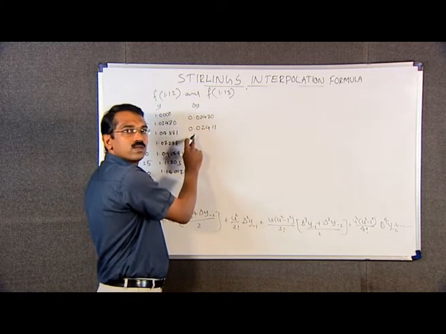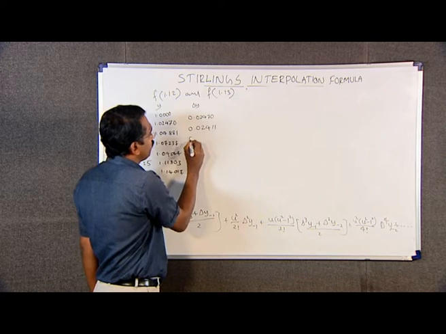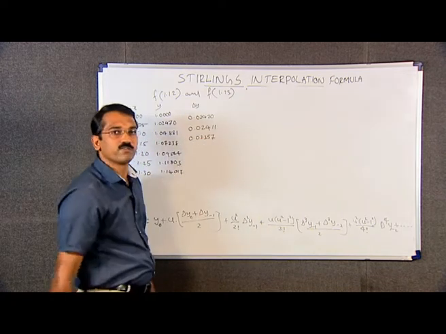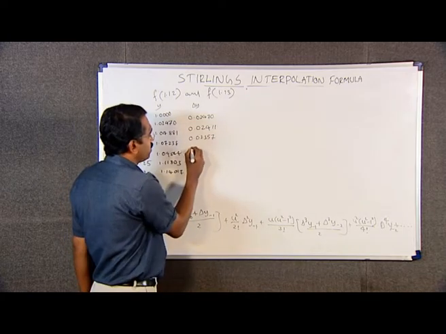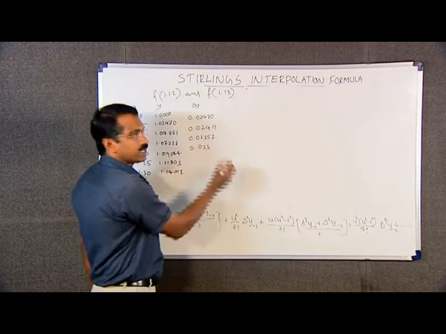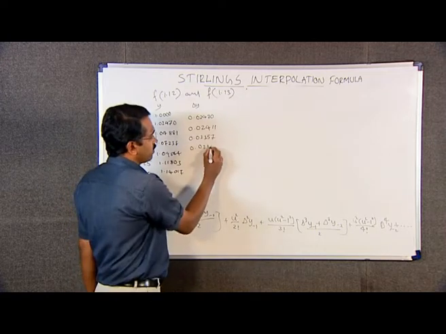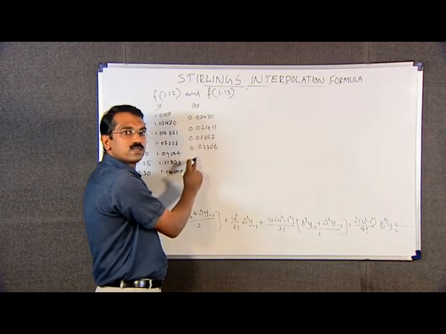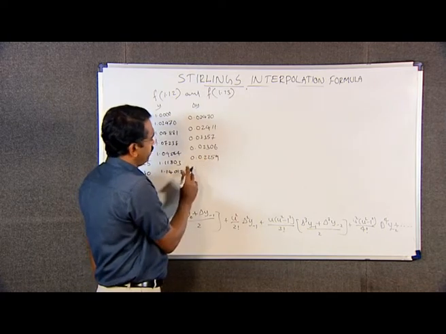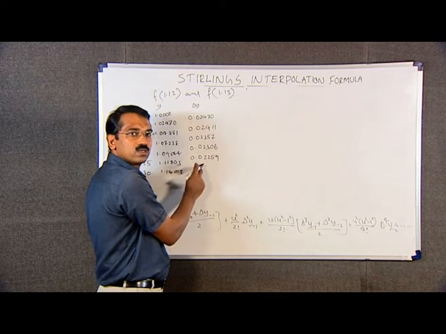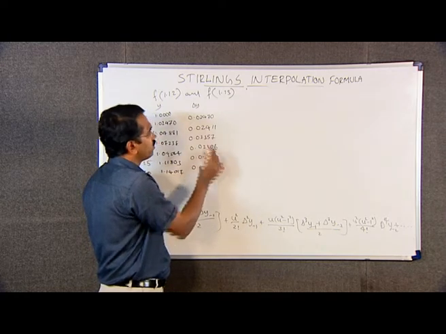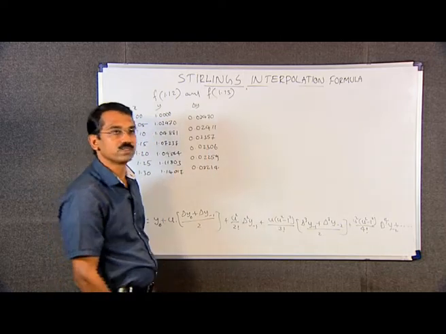Next is 0.02357. Next first order difference is 0.02306. Next is 0.02259, and the last one is 0.02214. These are the first order differences.